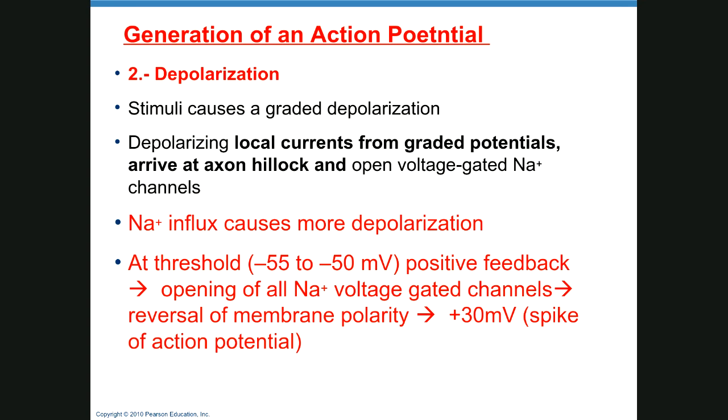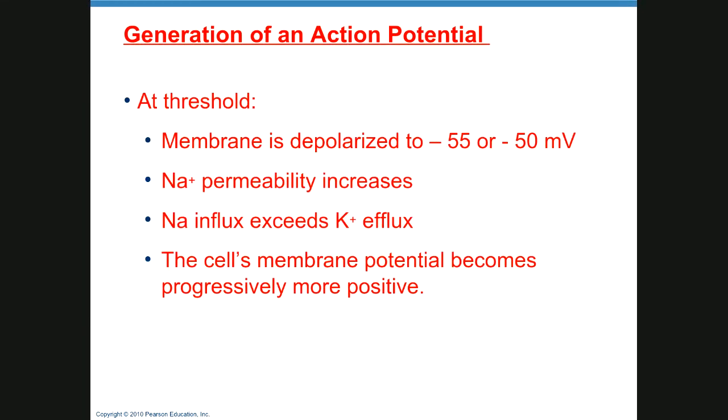Depolarization happens when the gradient potential brings in waves of sodium ions, which depolarize the area until it reaches threshold. At threshold value, there is an opening of sodium voltage-gated channels, which is going to depolarize the cell to plus 30 millivolts. So at threshold, which is minus 55 to minus 50, the permeability of the membrane to sodium increases, and there is a sodium influx into the cell, and the cell membrane becomes more positive.